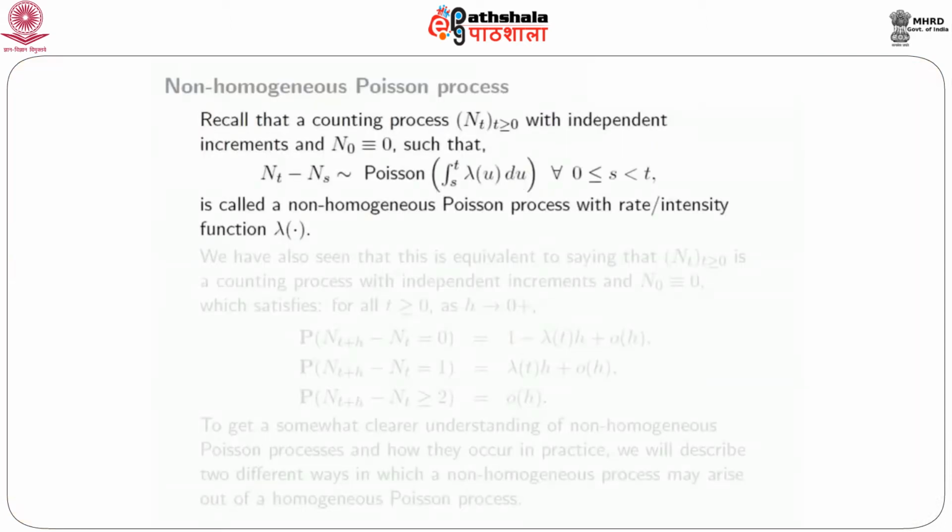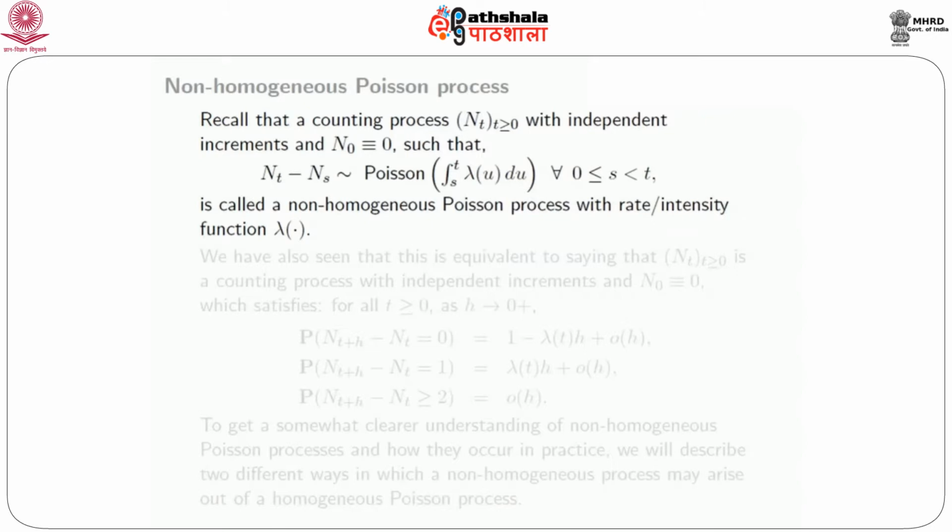Let's quickly recall the definition. A counting process N(t) with independent increments and starting at 0, that means N(0) is identically 0, such that the increment N(t) minus N(s) for any s less than t is a Poisson random variable with parameter which is the integral from s to t of lambda(u) du, is called a non-homogeneous Poisson process with rate or intensity function lambda. Of course, this is not how we originally defined a non-homogeneous Poisson process. We defined it in something else, but then we saw that this is an alternative equivalent definition.